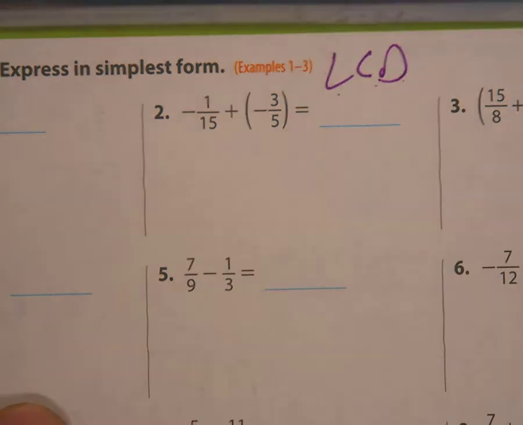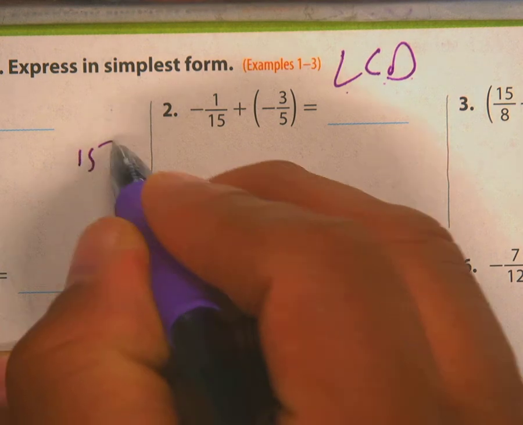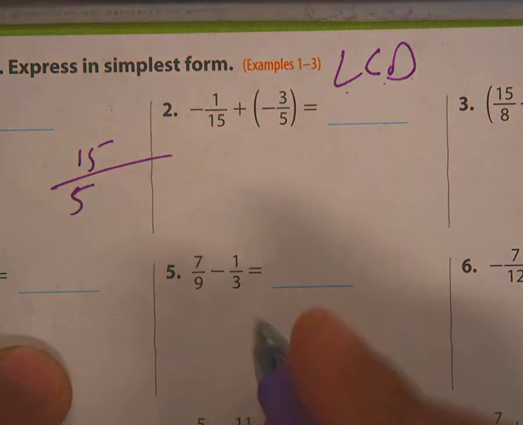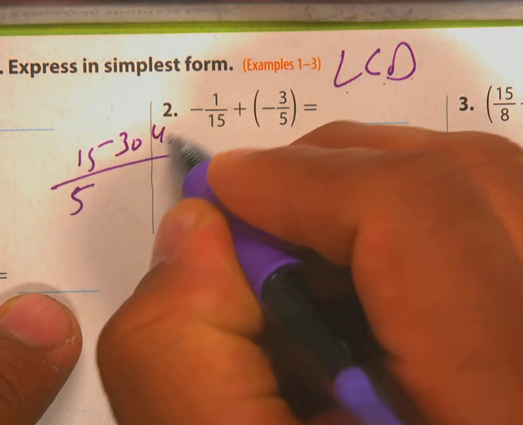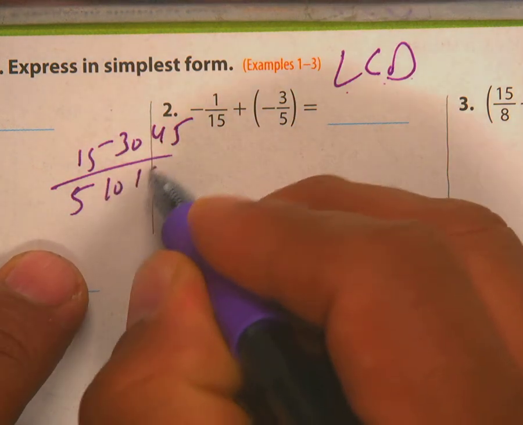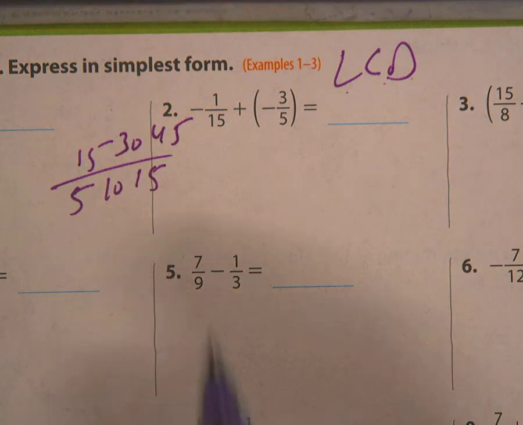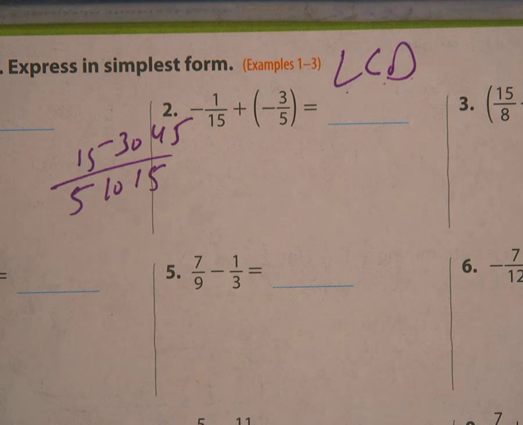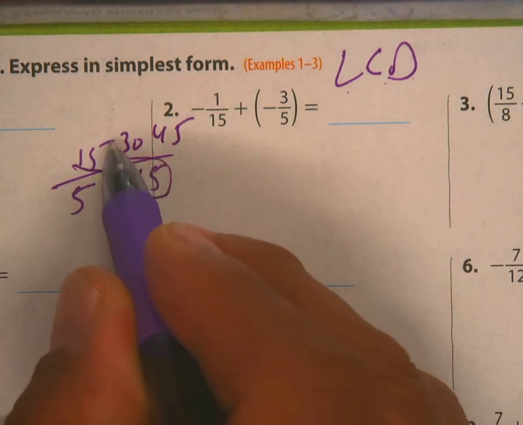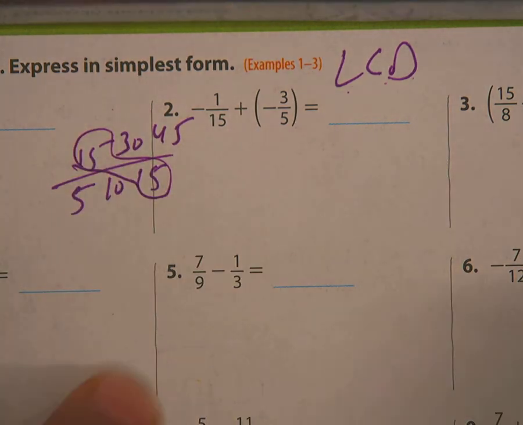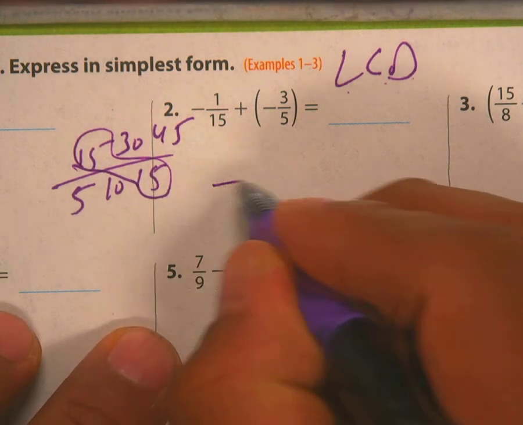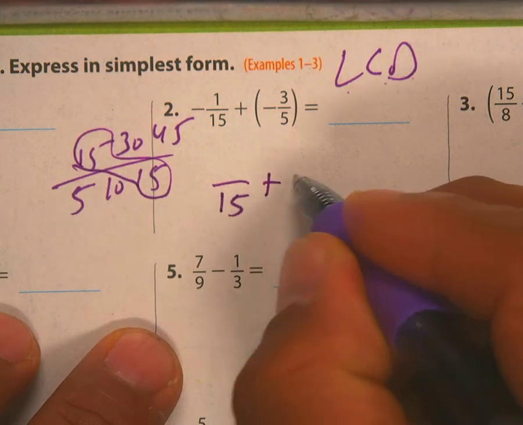So when you're looking for the least common, well, just put them next to each other. Do the multiples. 15, 30, 45. Here, 5, 10, 15. And as you can see, they have the 15 in common. That's how you find the least common multiple. So I'm going to make new fractions with a 15 as my denominator.